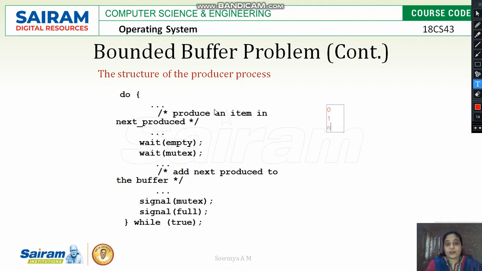Under the synchronization solution, we have the producer process. Do: produce an item in next produced, wait for empty and wait for mutex, then add the next produced to the buffer. The producer produces the data into next produced. Once you acquire the semaphore values, that is, wait for empty and wait for mutex are finished, then the next value will be added to the buffer. Then signal the mutex, signal the full.